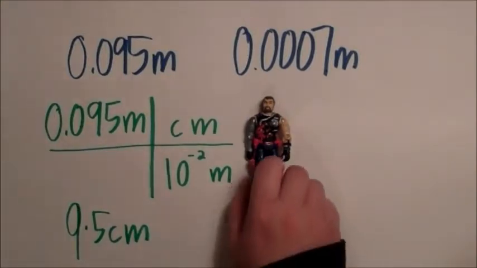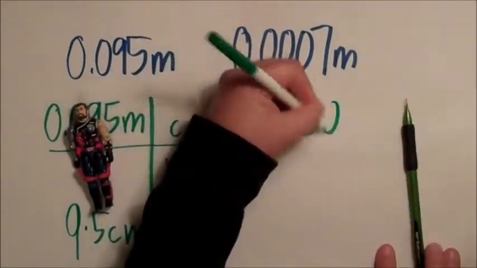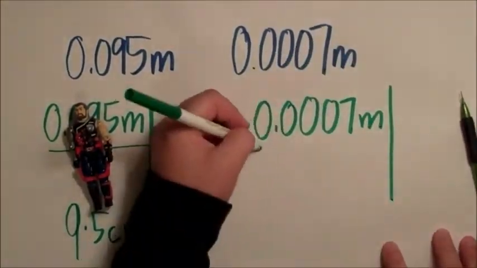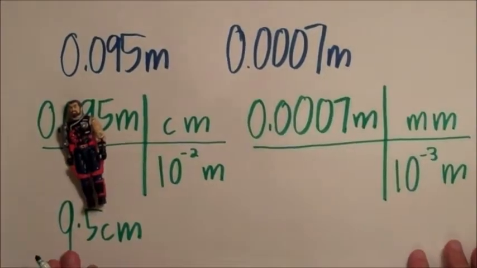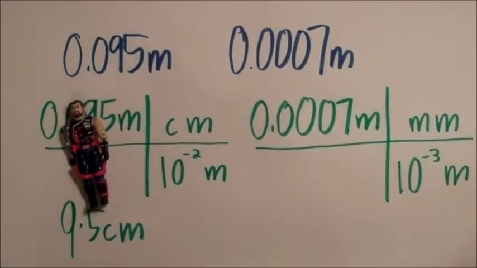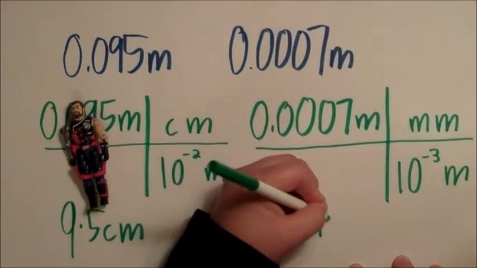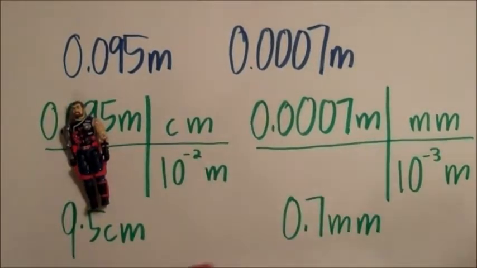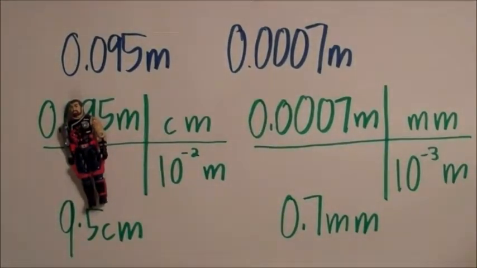We can do the same conversion for the pencil lead width. So first we write down what we know, 0.0007 meters. Then we draw our conversion table, and we know that milli means 10 to the minus 3. We want to end up with millimeters, so we put 10 to the minus 3 on the bottom. Then we just divide. We plug it into our calculator, and voila! 0.0007 meters equals 0.7 millimeters.